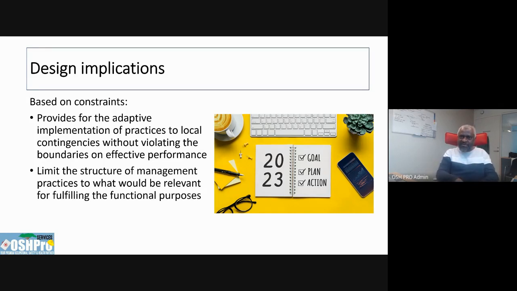So we limit the structure of the management practices to what will be relevant for fulfilling the functions. When we started, we said we identify the functional purposes, and these functional purposes are the ones which limit what we want to do or constrain the work we are doing. So when we base our design of work environment management on what limits us, on what purposes we've set for ourselves, then we don't just go haywire in doing things, but we limit the management structure to fulfill the purposes we've set. That's why it's very important right in the beginning to start with the functional purposes. What are the purposes we want to achieve with the work environment management?